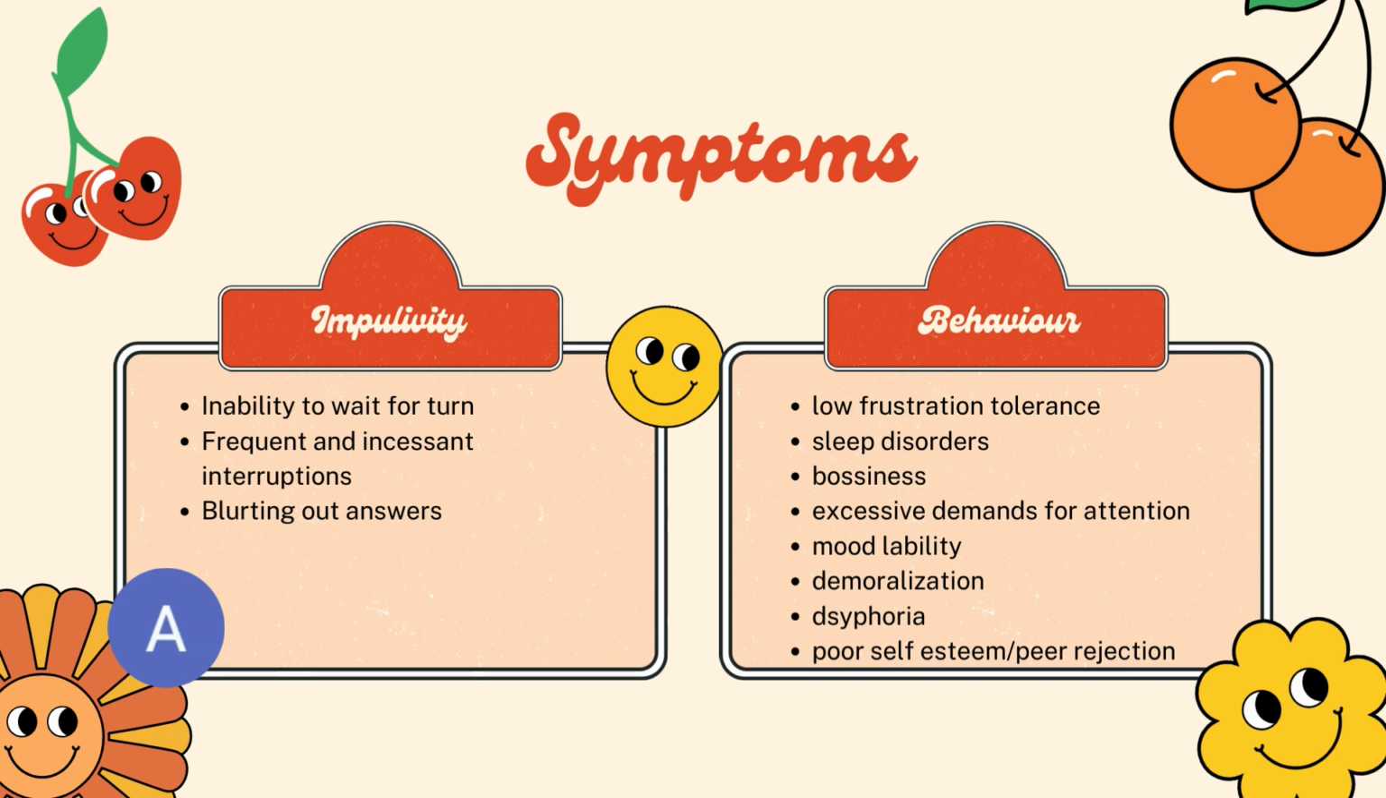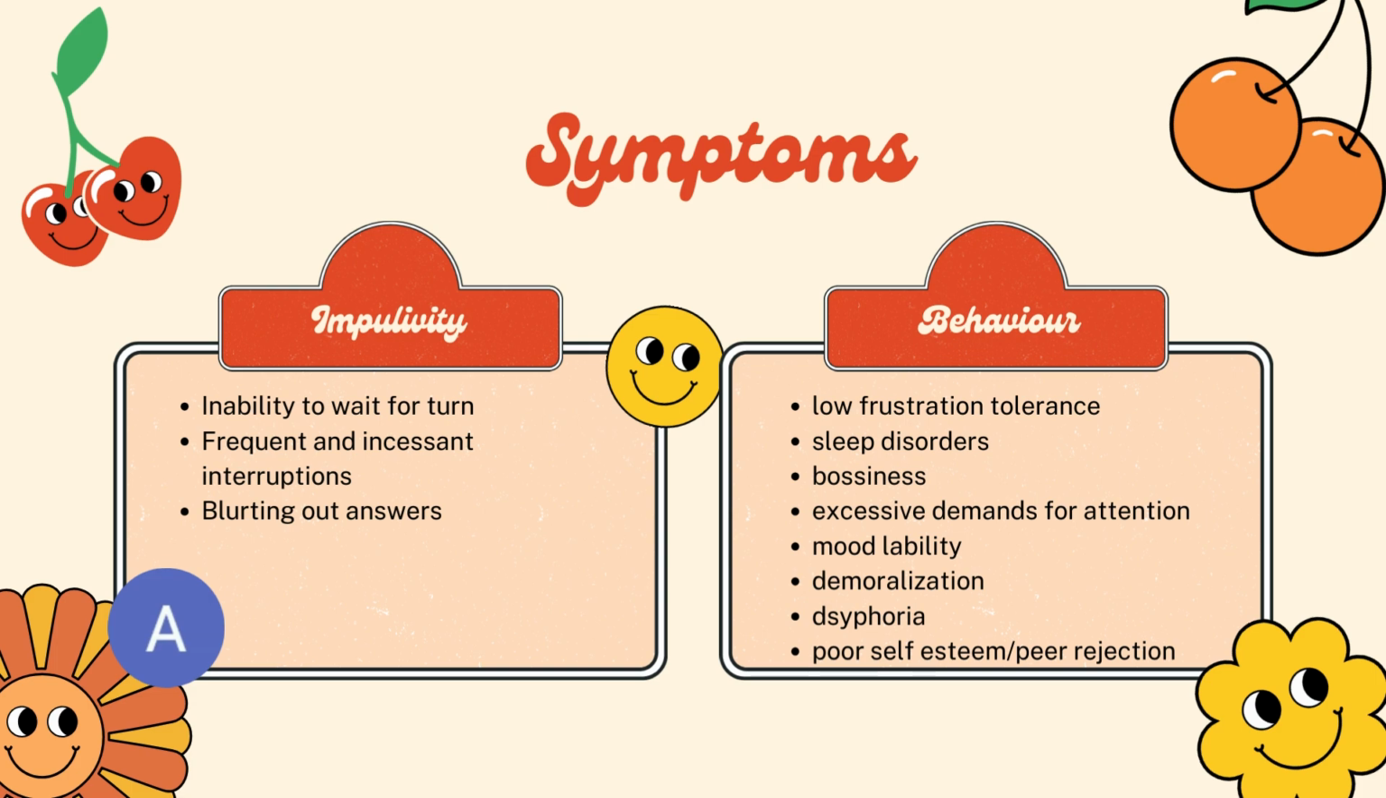So for the children with ADHD, what kind of behavior can we see in them? Some of the behaviors that are often seen in ADHD children are having low frustration tolerance. So once they're frustrated, it's very easy for them to blow up because their frustration tolerance is very small. It's like having a smaller cup of tolerance as compared to normal children.